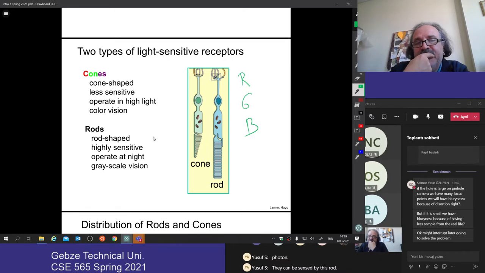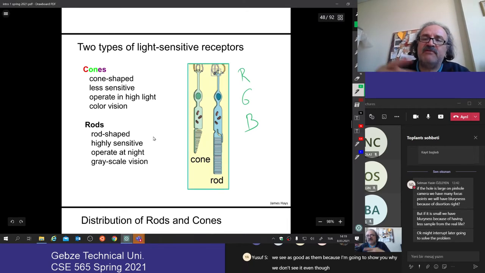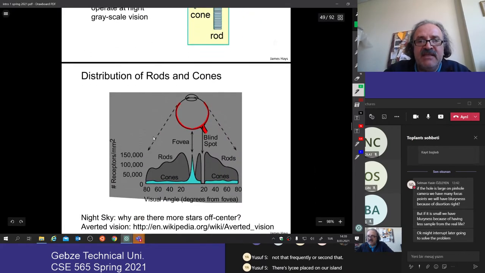Okay, good. So that means, why don't we see as well as animals like the owl or the wolf or the cow? Why don't we see as well as them? Because I'm going to show you why. Even though we have rods, our rods are not that frequently or that densely placed in our eye, and we are going to see. And this is the distribution.